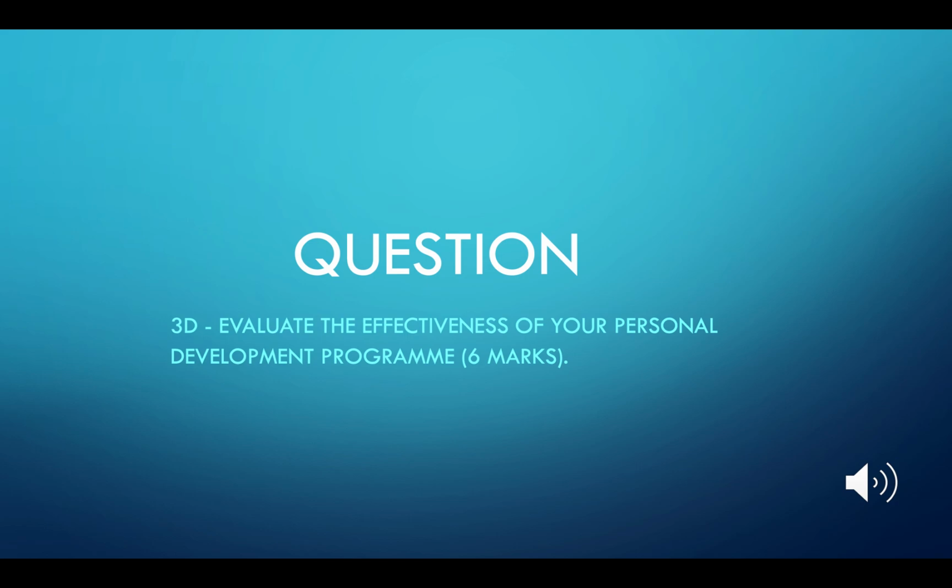This is the question that we're going to focus on today, and the question is evaluate the effectiveness of your personal development programme. To answer this question, we need to make 6 points or more because it's worth 6 marks, and we have to look back at the end of our training programme and pick out specific things that worked or didn't work, and then evaluate, make judgments about them. Why did they work, or why did they help you be successful in your training programme, or why did they not work, and why did they not help you progress as much as you would have wanted to.